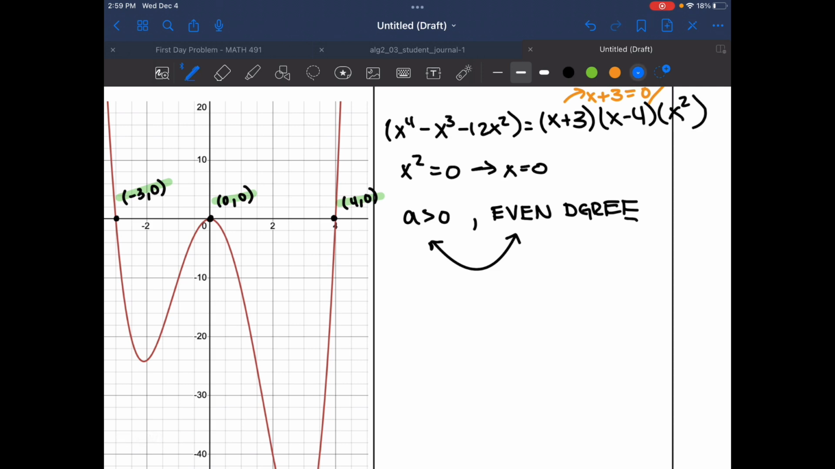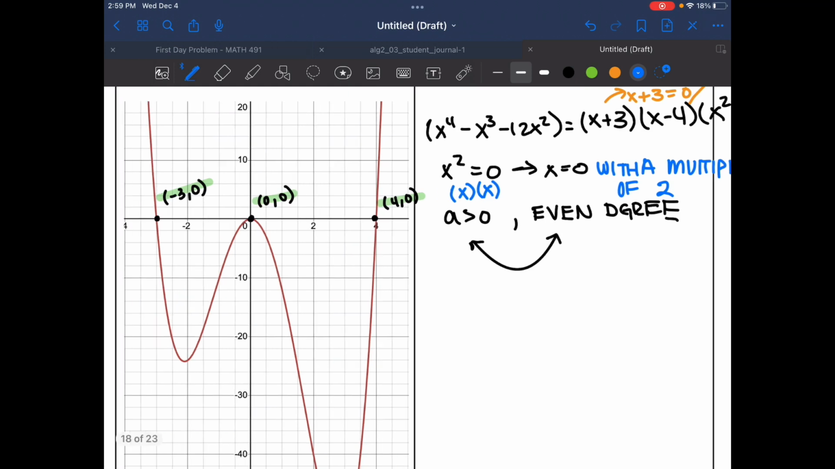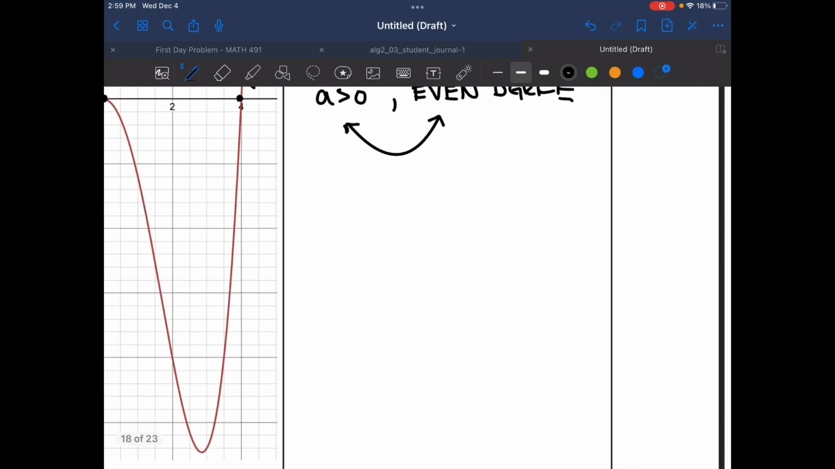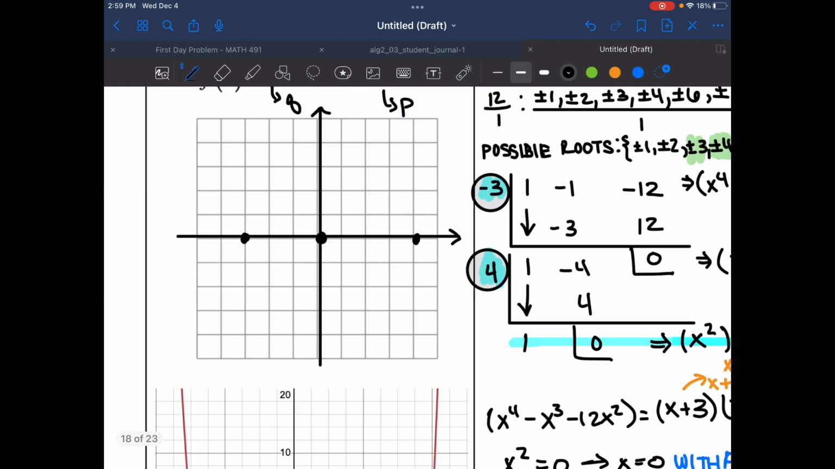Well, that one is called multiplicity. So x equals 0 with a multiplicity of 2. So if it has that even multiplicity of 2, right, because that can be written as x times x, see there's 2 of them, right? That means that it's just going to bounce, okay? So my final graph is going to look something like this.